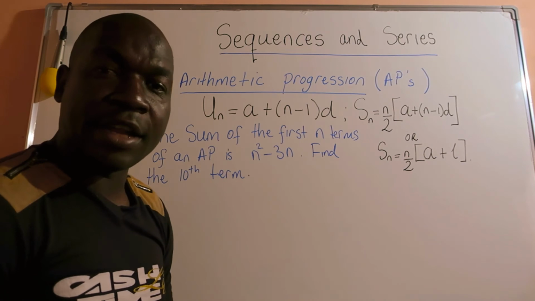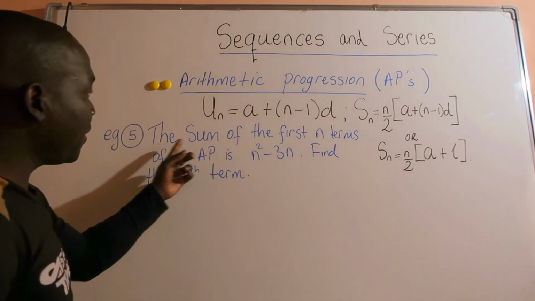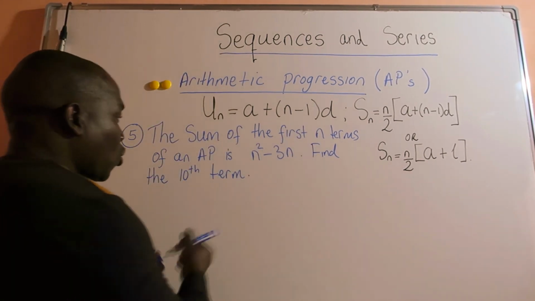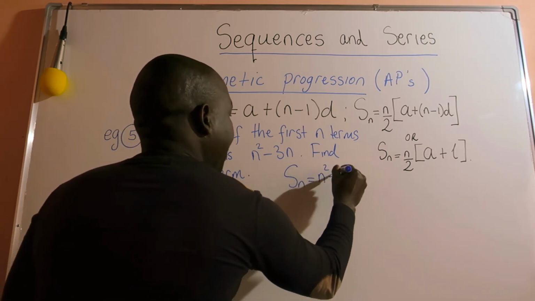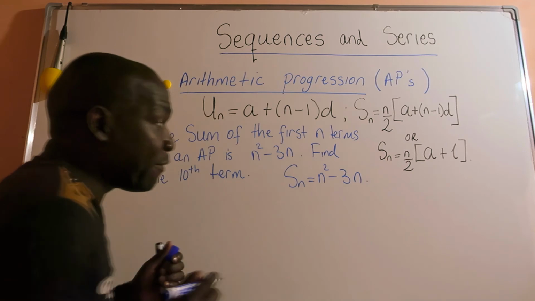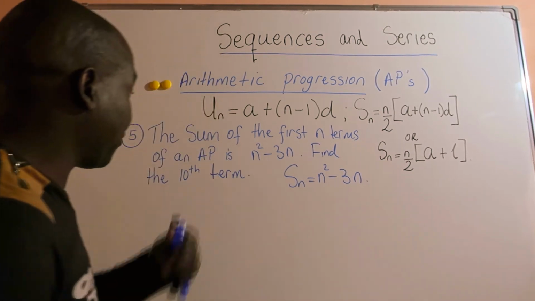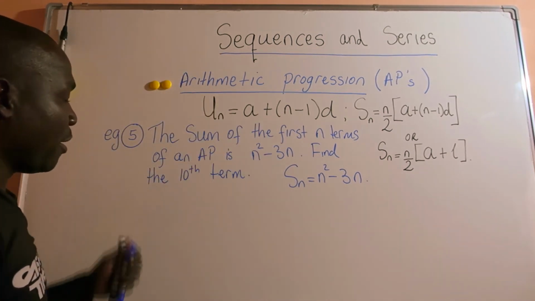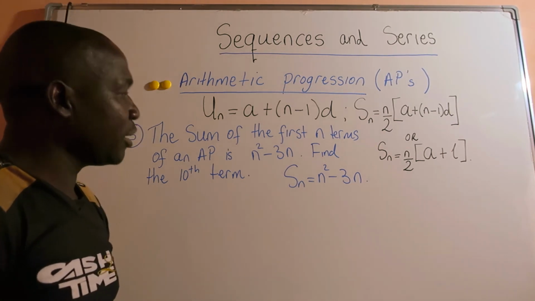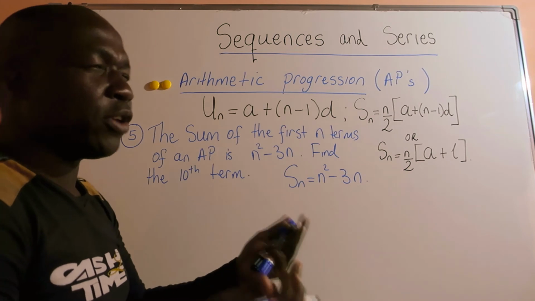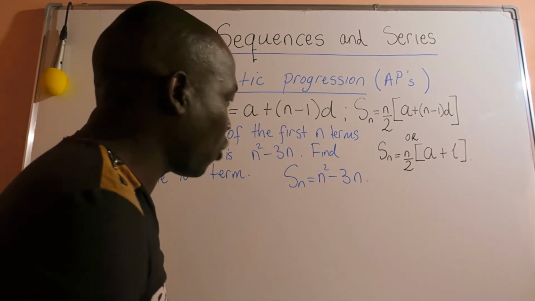Here, under arithmetic progressions, you are given that the sum of the first n terms. So I will write sum of n terms, I'm given n squared minus 3n. So they have given us their formula for the sum of n terms. Find the 10th term. Right. I've seen questions like this and candidates actually struggling to see, how do I get the other terms? How do I get the first term? How do I get the common difference?